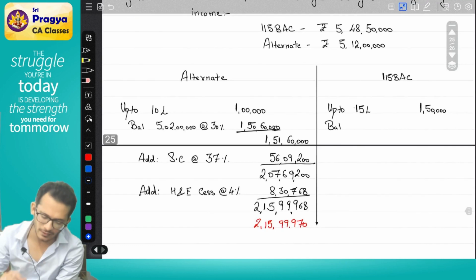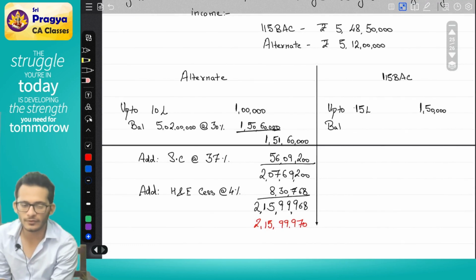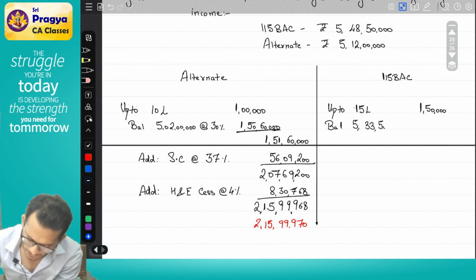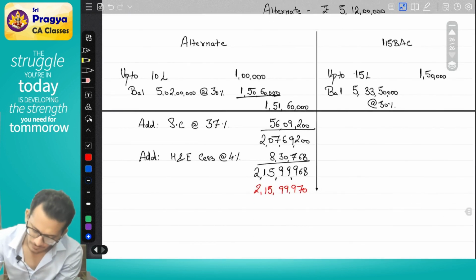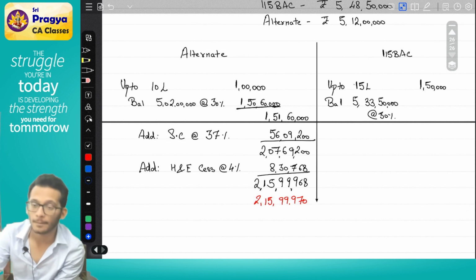What is your income under the new regime? It is 5 crore 48,50,000. Remove 15 lakhs from this and the balance will be 5 crore 33 lakhs 50,000, at the rate of 30%.